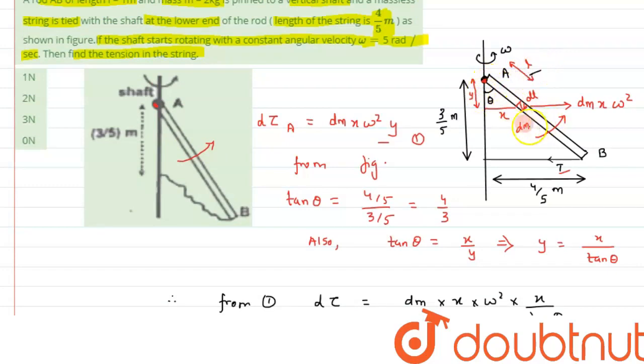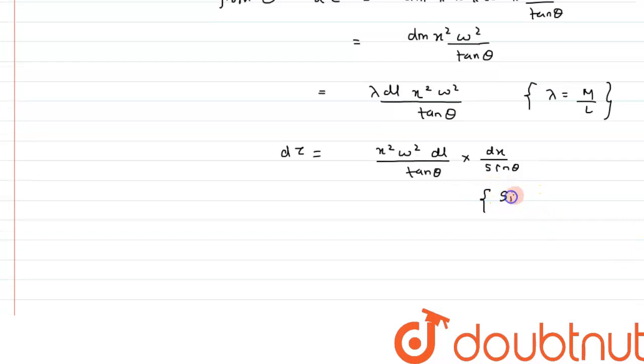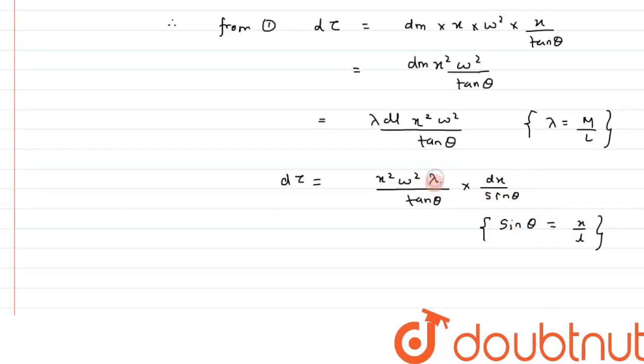Alright, in this small triangle we can say sin θ will be x by l. So from here we can say l will be x by sin θ, and in differential form dx by sin θ, and here a term of lambda will come. Alright, so now what we can do over here is integrate both sides.